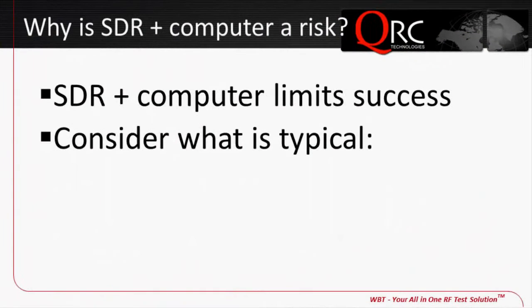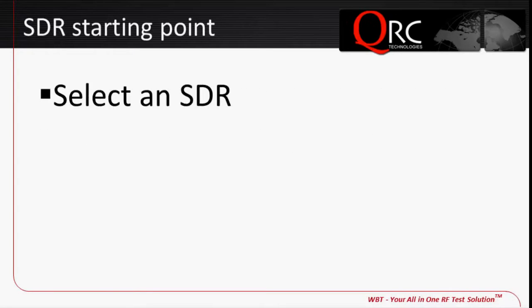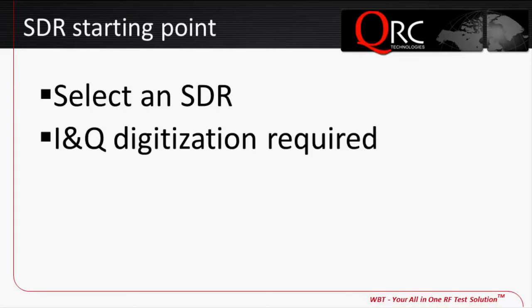Let's look at why starting with the SDR plus computer configuration limits your success. Consider what is typically provided with your SDR purchase. First, you must select an SDR from a crowded field of vendors. Some SDRs cannot provide a digitized RF data stream in the I and Q data format. Such devices only give you an energy measurement. You need the digitized I and Q data stream to do any real demodulation or signal processing.